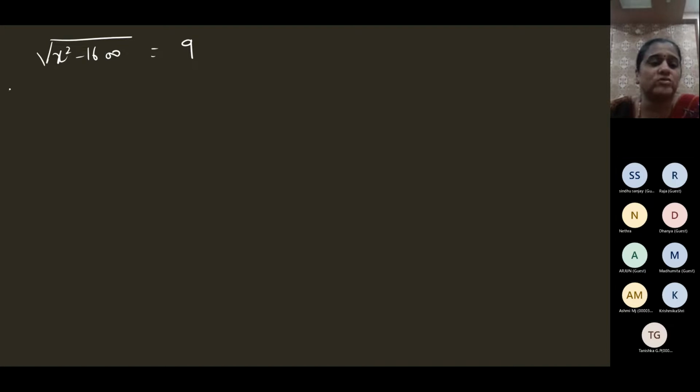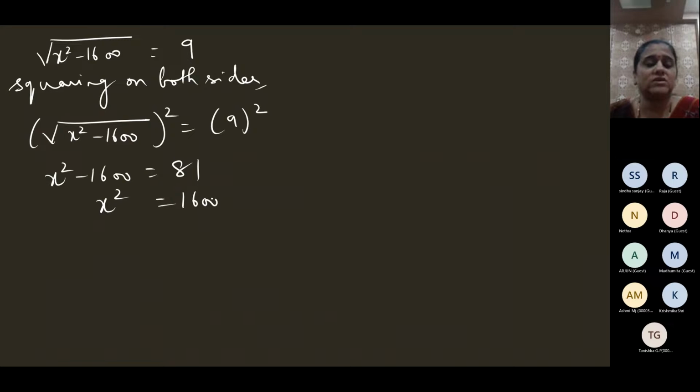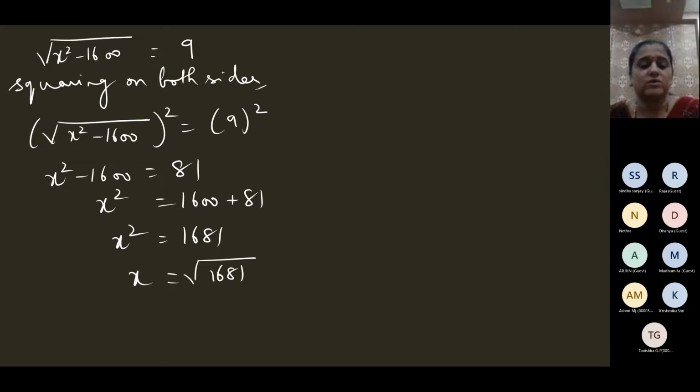Now we have to get rid of the square root symbol, so we square on both sides. Squaring on both the sides, what do we get? Root of x square minus 1600 the whole square is equal to 9 the whole square. So x square minus 1600 is equal to 81. X square is equal to 1600 plus 81. X square is equal to 1681. X is equal to the square root of 1681, which is equal to 41 centimeter. So x is equal to 41.